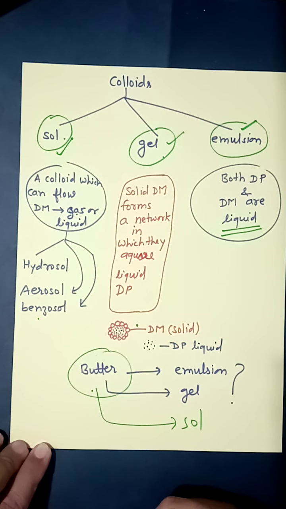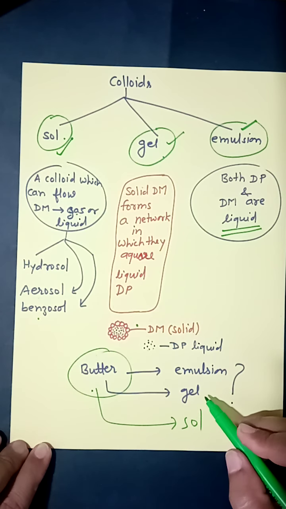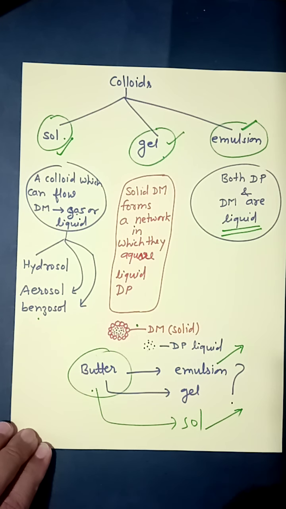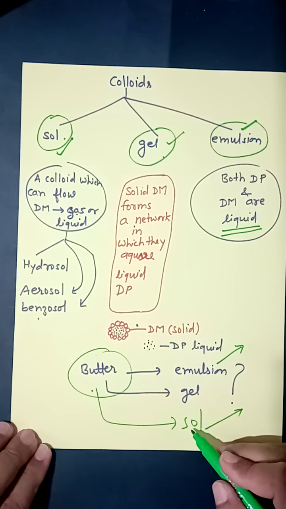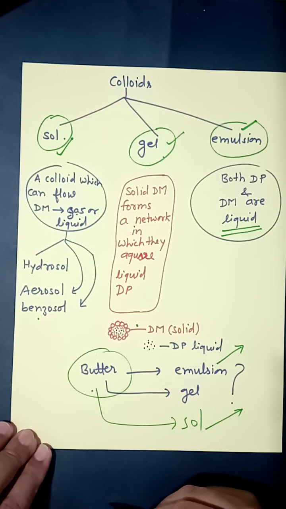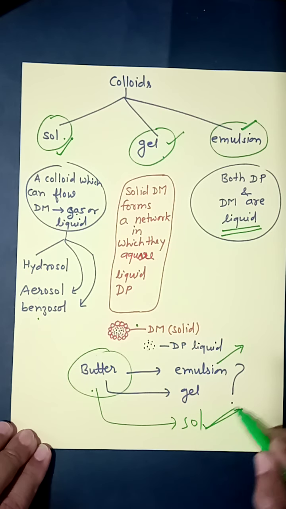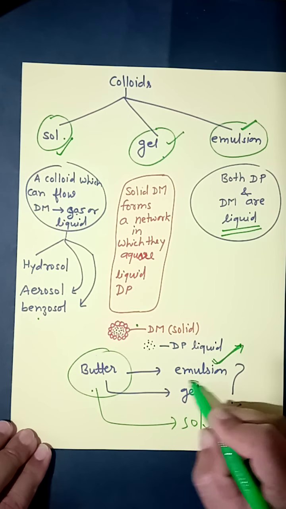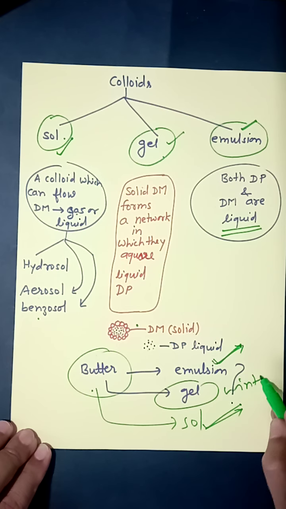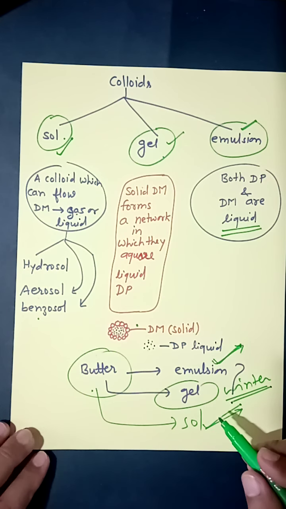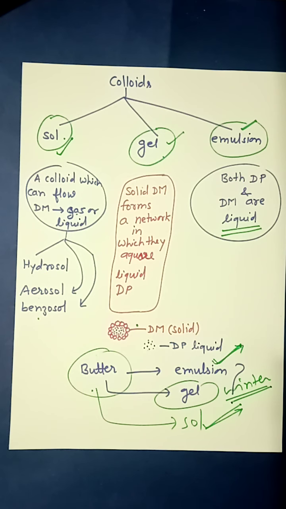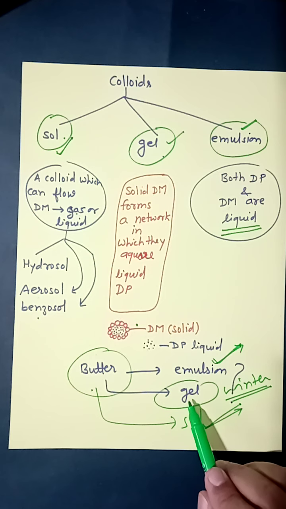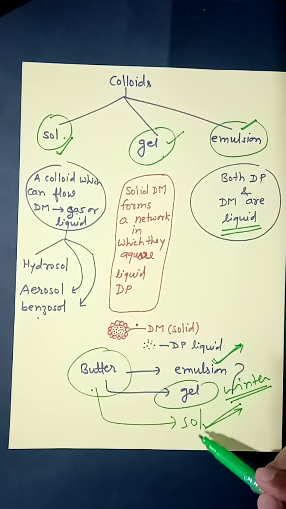Then the answer is, in summer it is emulsion as well as sol, because in summer the temperature is quite high, butter is in liquid state, so it can flow, it is sol. Both dispersed phase and dispersion medium are liquid, it is emulsion. But in winter season it is gel, because in winter the temperature is quite low and butter exists in solid state. So in winter season butter is gel, but in summer season it is emulsion as well as sol.